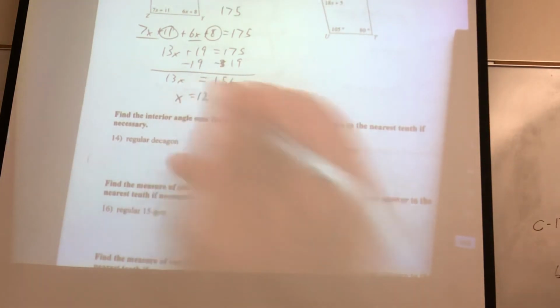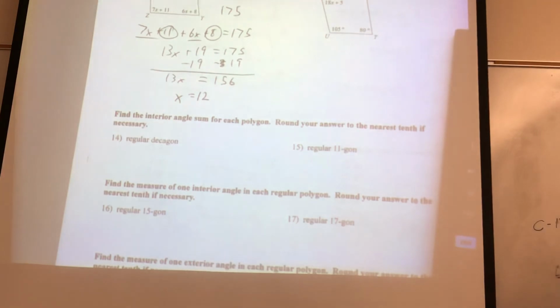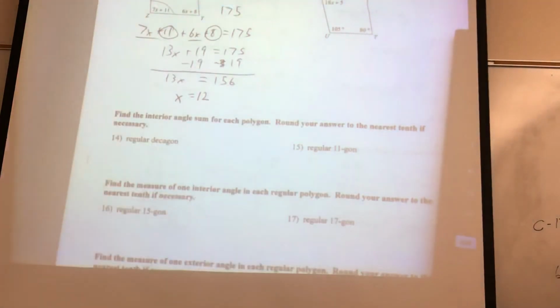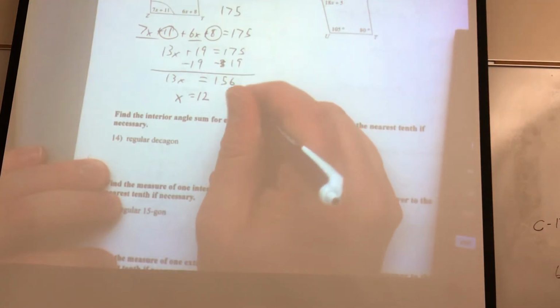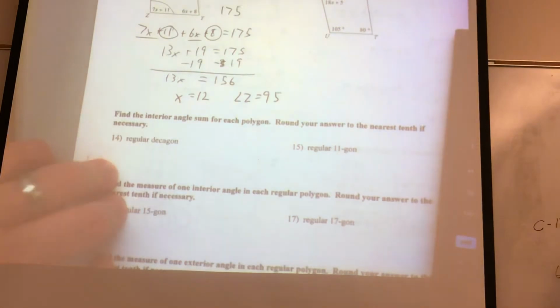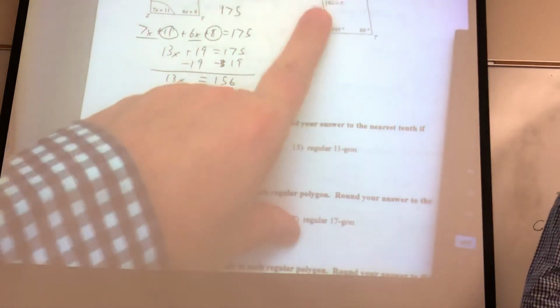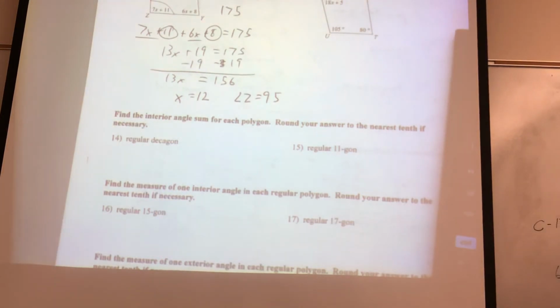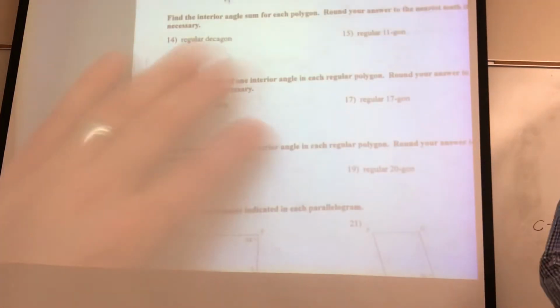X is 12. That's not what they're asking for. If you go all the way back up here, it's asking for the measure of angle Z. Here's angle Z right down here. 7 times 12 is 84. 84 plus 11 is going to be 95. So angle Z is equal to 95. Okay, the same thing will happen on this one. I'll just post the completed one, but that's what we're looking at here.